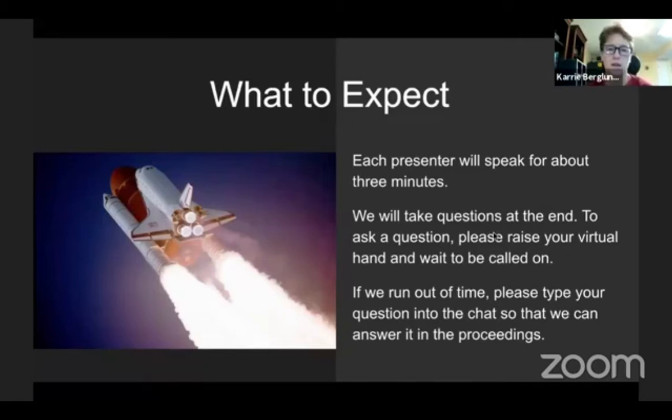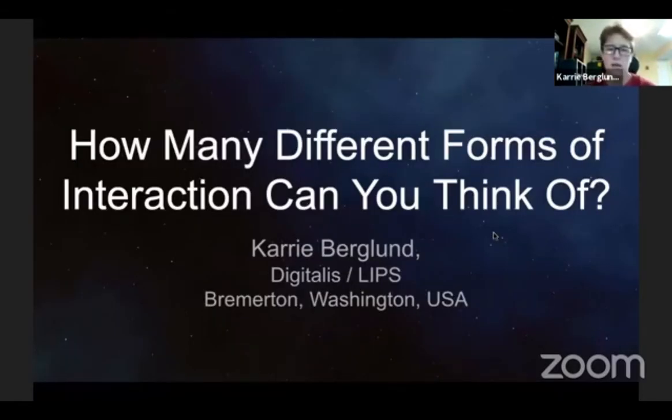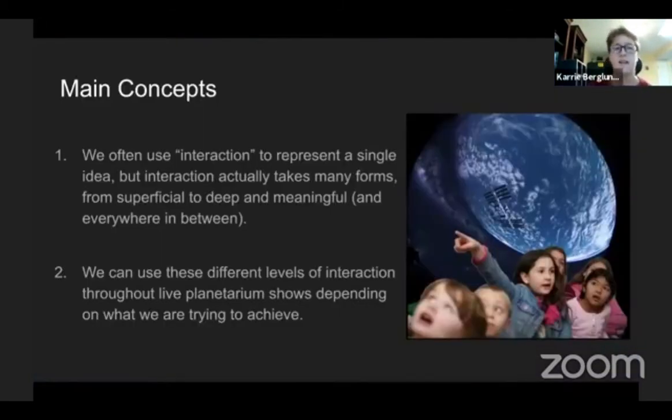So I think we can move on to the next slide, Sara, which is my opening. I'm going to set the stage for thinking about interaction as a continuum, and that is to encourage you to think about interaction in its many forms. The main concepts I'm going to cover: interaction is not a single idea. It can take many forms, from superficial to deep and meaningful and everywhere in between. If you do live interactive programs, you probably already use these different types of interaction throughout your show without even thinking about it. So I'm going to very briefly touch on that because I have 2 minutes left.